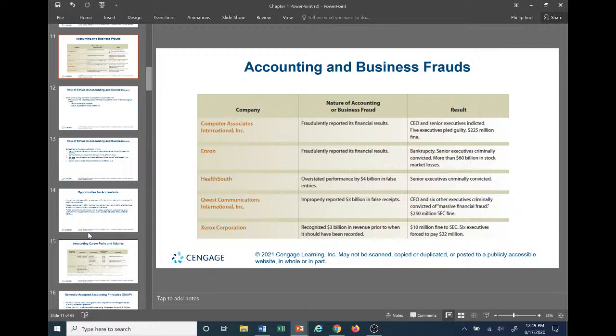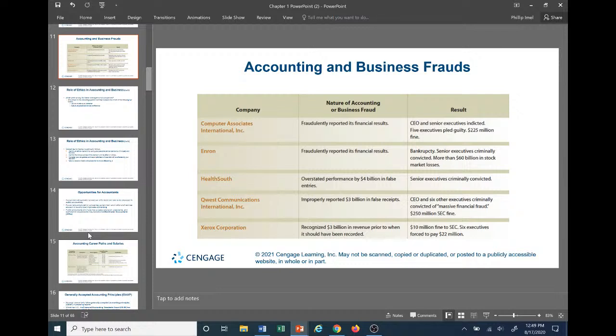Let's start on the left-hand side. You can see listed the company, in the middle the nature of the accounting or business fraud, and then the end result of what happened because of that fraud. The first company we look at is Computer Associates International Incorporated. The nature of the fraud was they fraudulently reported their financial results. The result was that the CEO and senior executives were indicted, 5 executives pled guilty, and there were $225 million in fines.